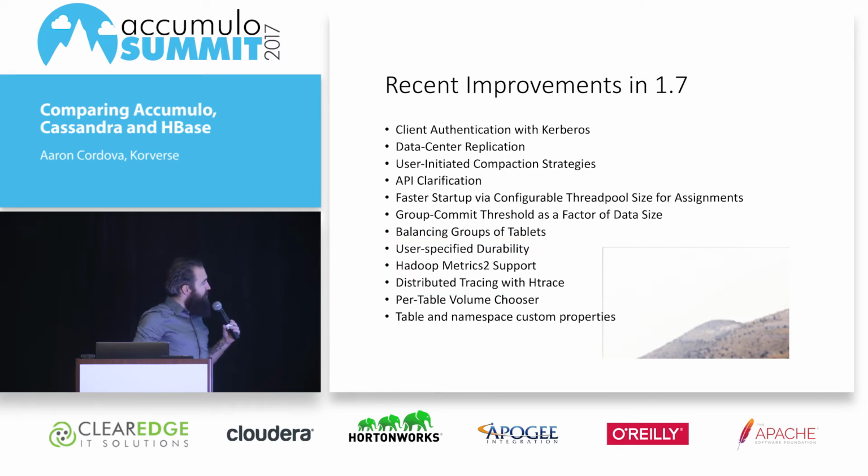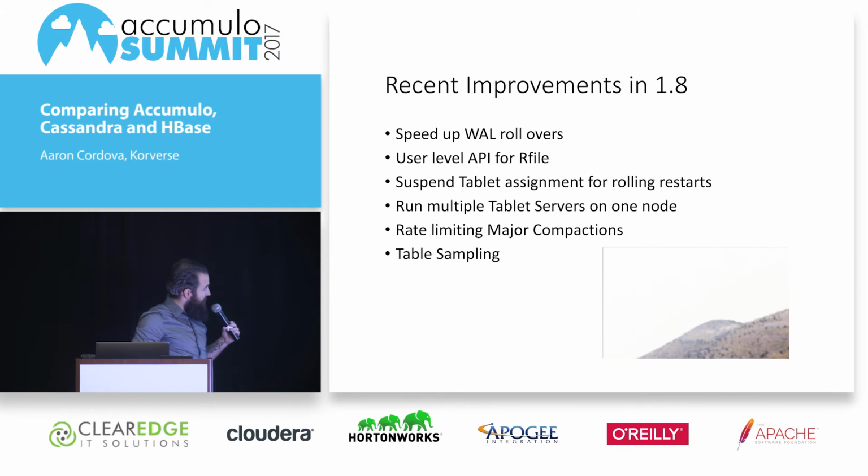These are some recent improvements in 1.7. The point is, progress is being made. I just have to skip over this, I have a bunch of slides. And in 1.8, there are some interesting things happening. Some of these address those trends I was talking about. Now you can run multiple tablet servers on one node. So if you have really beefy nodes, you can address the fact that Accumulo is designed for smaller nodes by running multiple tablet servers per node. So that's cool.